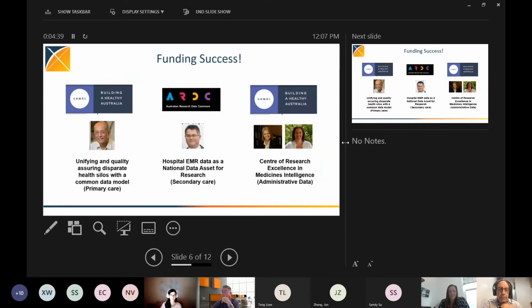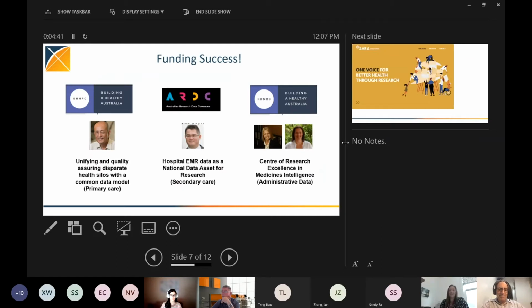That's my next slide here. So we've actually got a few different research grants awarded just recently. One by Tang to do that translation of that primary care data set. Another ARDC grant led by Dougie to do some hospital EMR translations. And I was lucky enough to get a Centre of Research Excellence in Medicines Intelligence, which also will help to translate some of those administrative claims databases here in Australia.